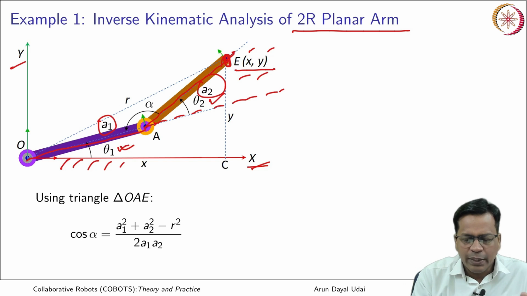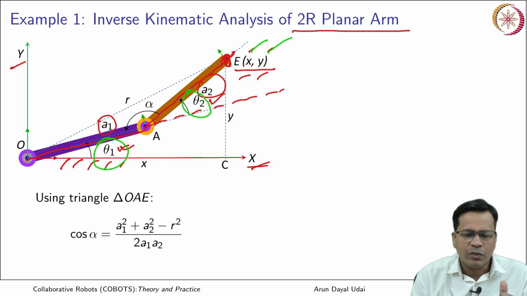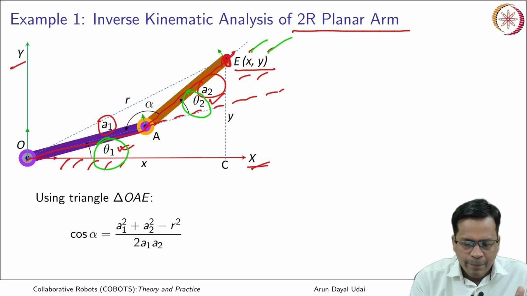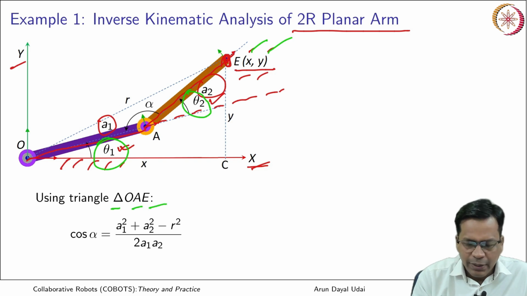So now I have to get the output of this inverse kinematics algorithm. What it is basically, the solution of this robot for the given position, that is x, y. I need to get the angles, that is theta 1 and theta 2. So this is how inverse kinematics is defined also. So we'll do that now. So using triangle OAE, where are they? It is O, this is A, this is E.